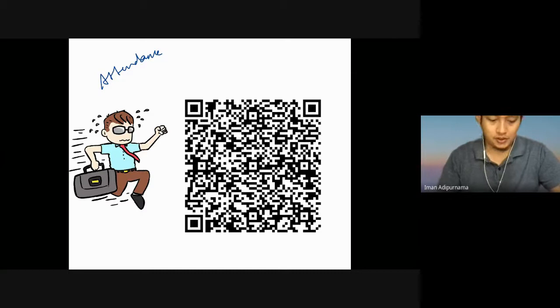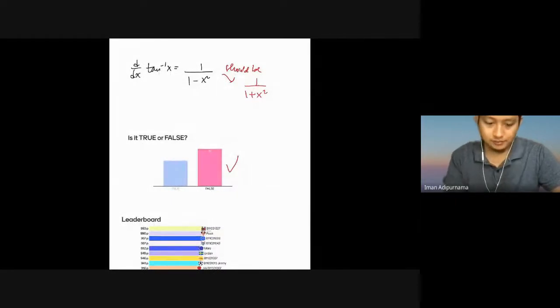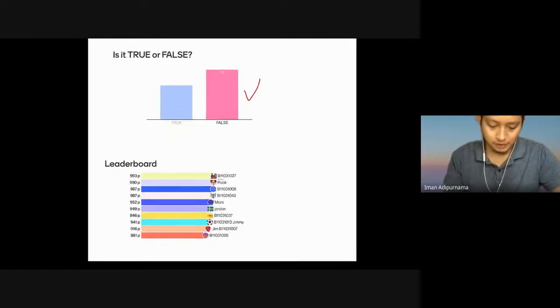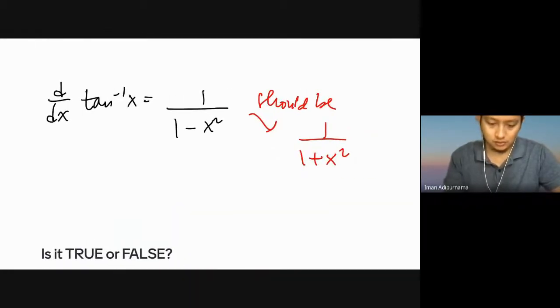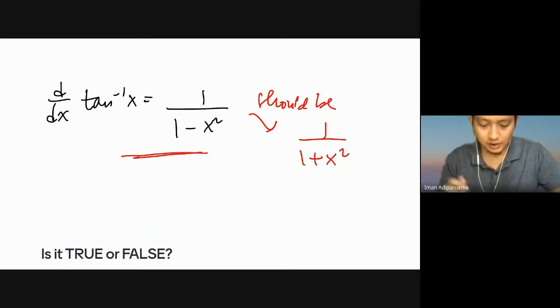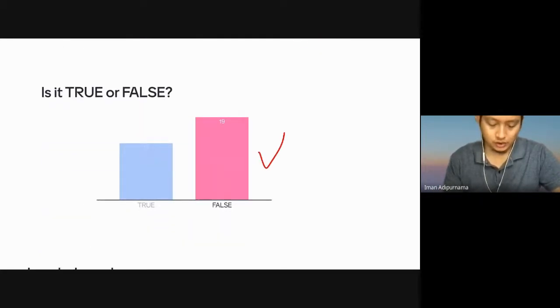Okay, before we start, maybe we can have some review on Monday class. So the feedback time, we got the questions, the tangent inverse. And it should be 1 plus x squared, not 1 minus, so it should be false. And yeah, most of you got the correct answer. And I think this tangent inverse here is quite important.